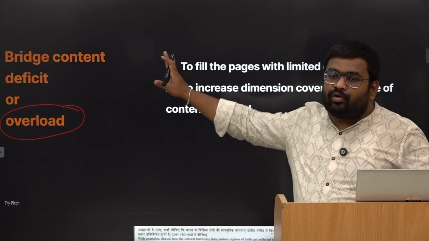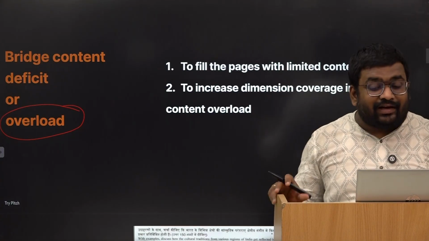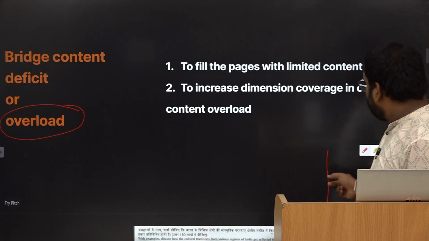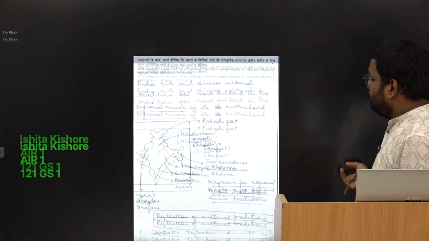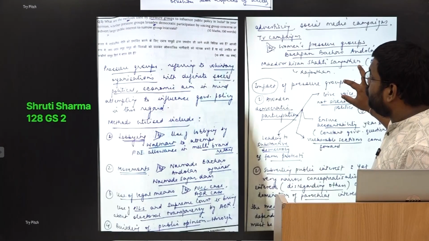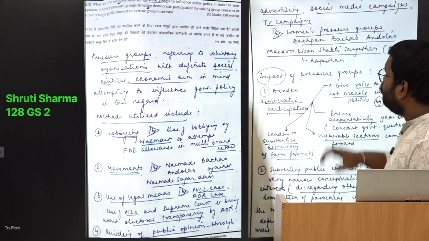And because of that overload of the content, it impacts your structuring. And that is where your presentation aspects come in. So for example, if you see, this is the answer of Shruti Sharma, who had 128 in GS2.